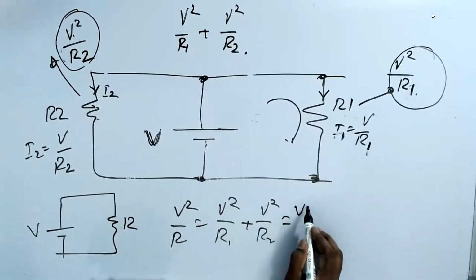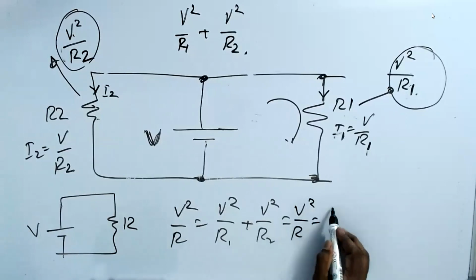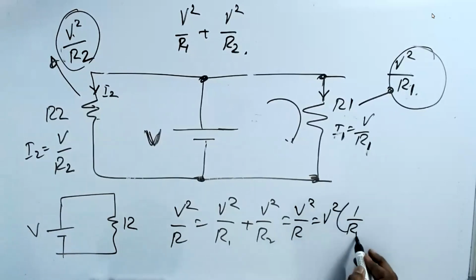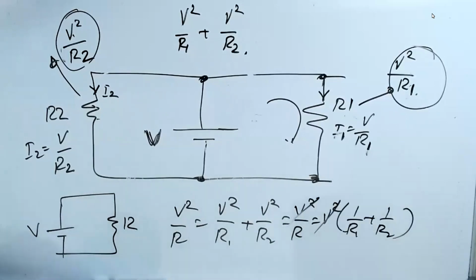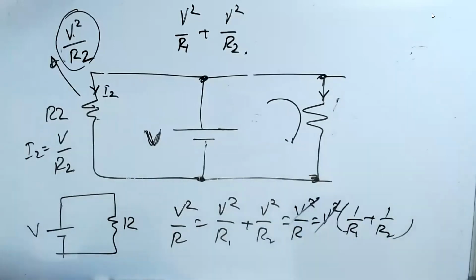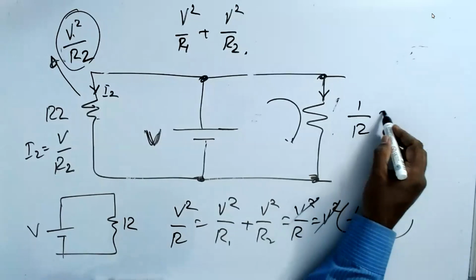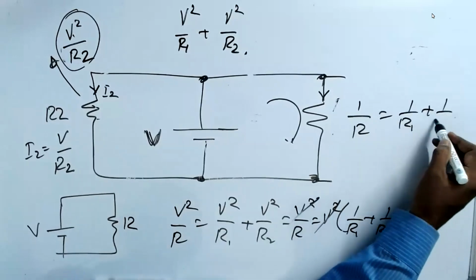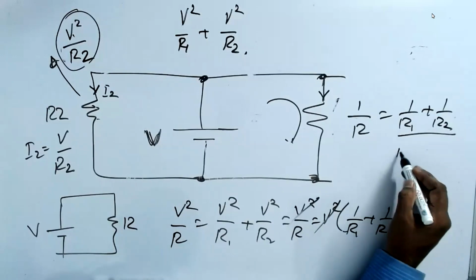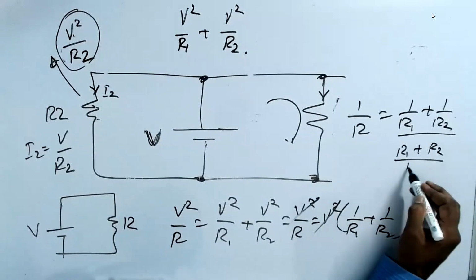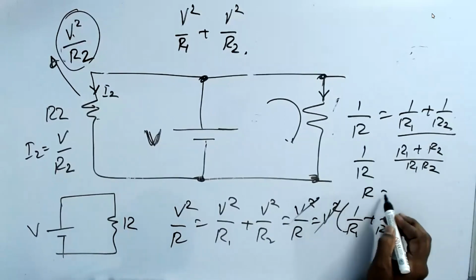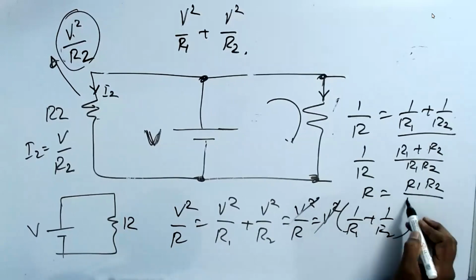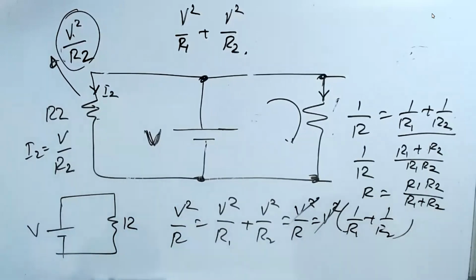Take V square common: 1 by R1 plus 1 by R2. Cancel V square. So 1 by R is equal to 1 by R1 plus 1 by R2. If you do this, you will get R1 plus R2 by R1 R2, which is 1 by R. So R is equal to R1 R2 by R1 plus R2. That's it. This is the final one you have to remember.